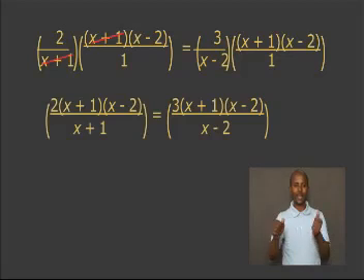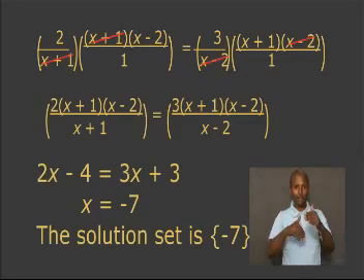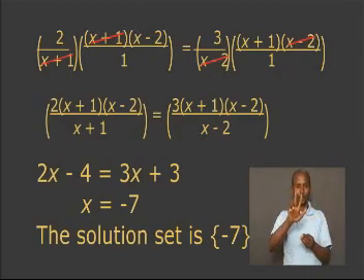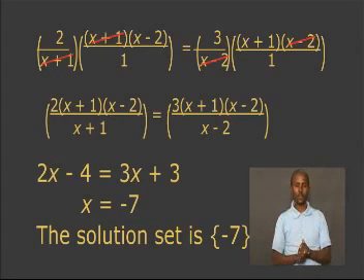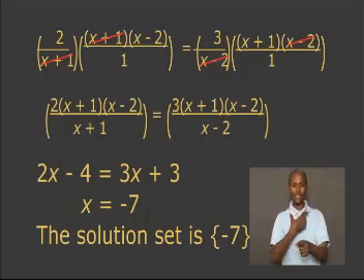We can cancel x plus 1 on the left side and x minus 2 on the right side. After we multiply, we see that 2x minus 4 equals 3x plus 3. Solving for x, we find that x equals -7. This does not contradict our restrictions, so our solution set is -7.